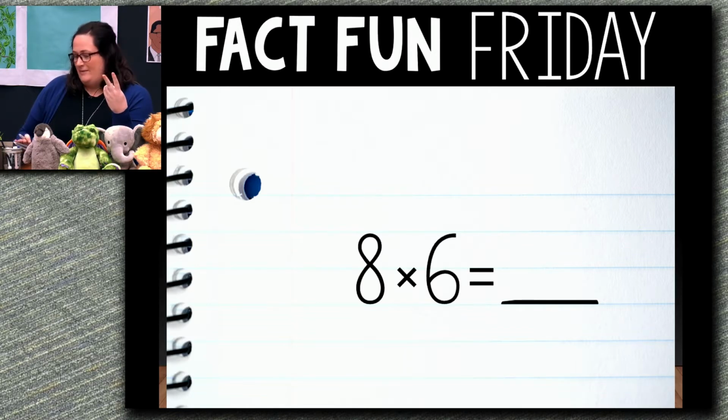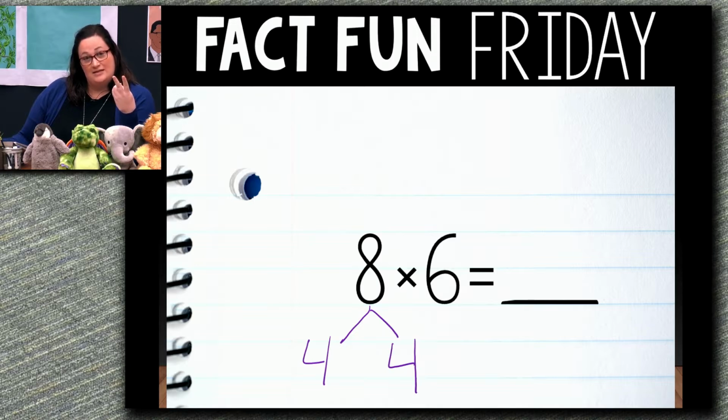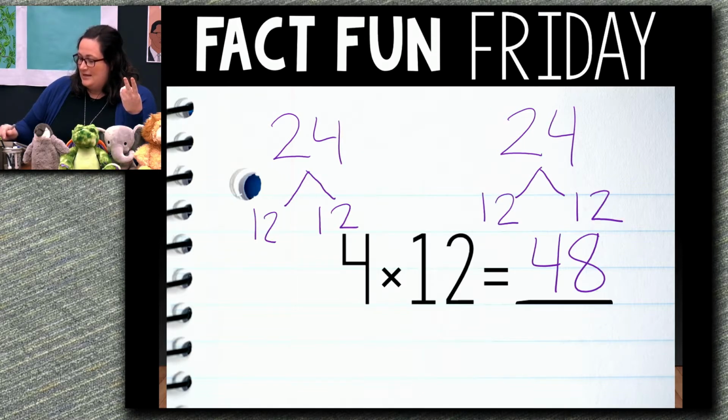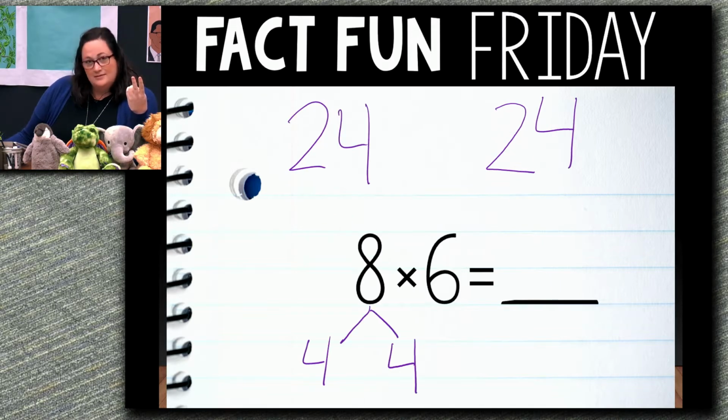The other thing I can think about is 8 is made up of 2 4s. Do you know 6 times 4? It's 24. And 6 times 4 is 24. Wait a minute. This looks a lot like that. So what's 6 times 8? It's 48.